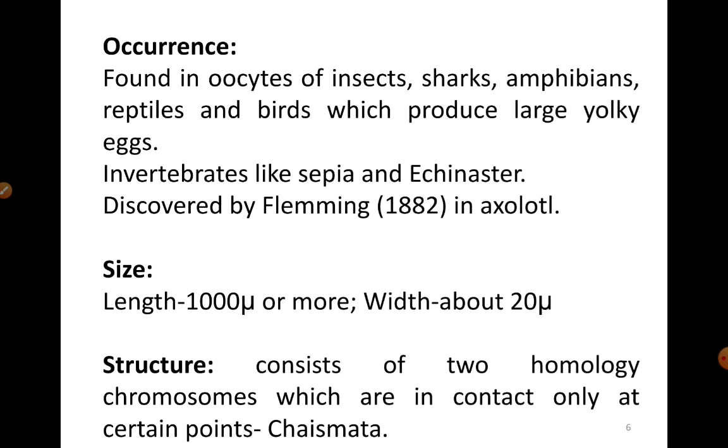These Lampbrush chromosomes vary in their length, and they generally extend up to 1000 microns in length, or it could be even more in certain species, and width wise they vary up to 20 microns. Structurally, it consists of two homologous chromosomes which are in contact only at certain points, which we call chiasmata.